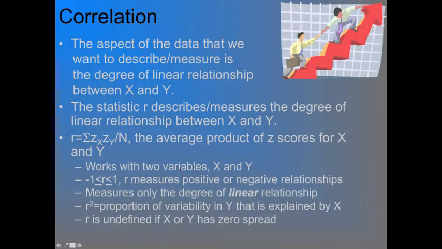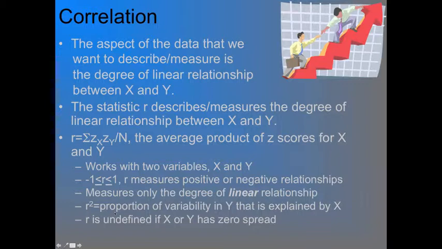So R works with two variables, x and y. R ranges from -1 to +1, so it measures both positive and negative relationships. We'll see examples of that in a moment. It measures only the degree of linear relationships, so you have to have a linear relationship between variables. It can't be non-linear, and I'll give you an example of what that looks like. There could be a variety of relationships that exist. You can have a curvilinear relationship that can have different forms. I'll give you an example of that.